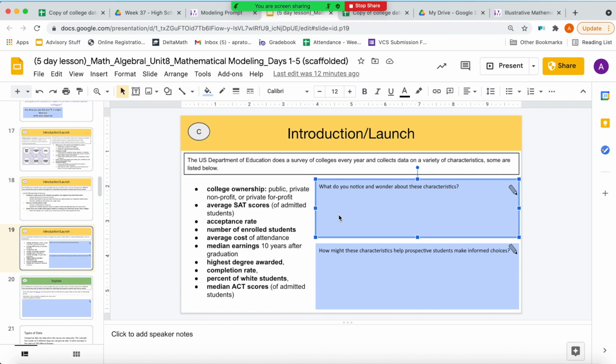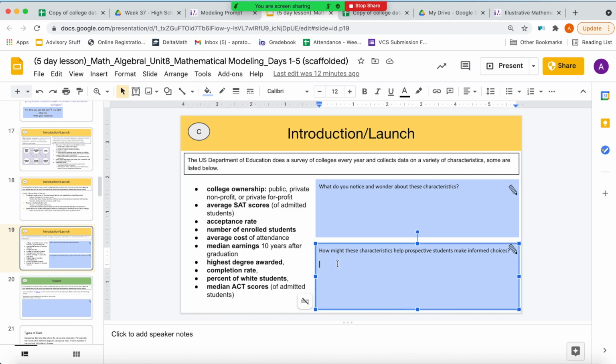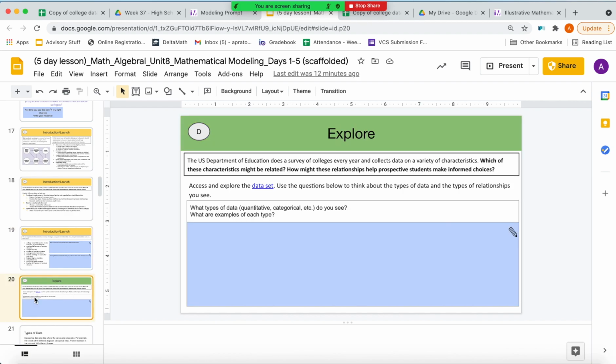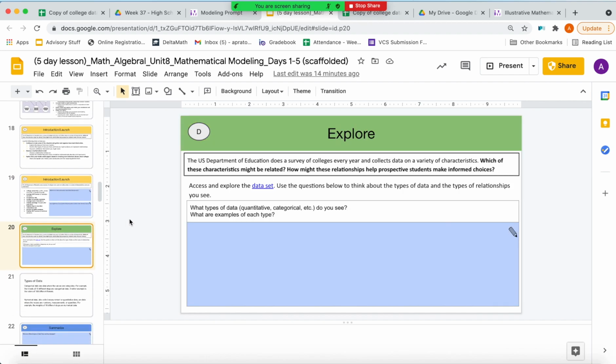Okay, so you can answer these questions. What do you notice and wonder? How might these characteristics help prospective students make informed choices? And you might not do it for everyone. You might choose a couple that you think would be really helpful for students to make informed choices. You can go and answer that. Put me on pause, and then we'll come back together, and we're just going to look at this explore together.